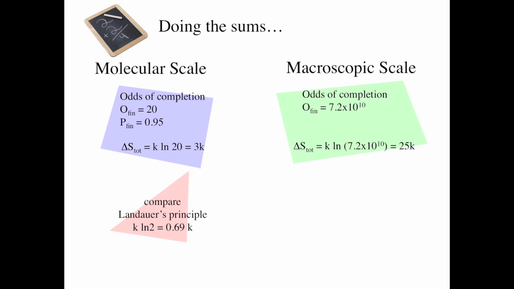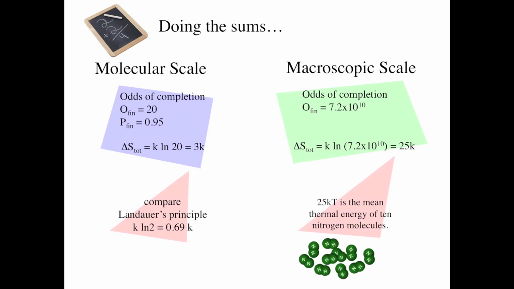If we want odds of completion of greater than 10 to the power of 10, it turns out that we only need to create 25 k of thermodynamic entropy overall. 25 k of thermodynamic entropy is macroscopically negligible. To get calibrated on this, consider the thermal energy of 10 nitrogen molecules, that is 25 kT.